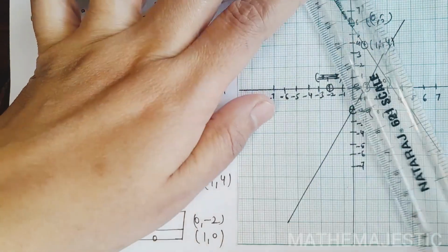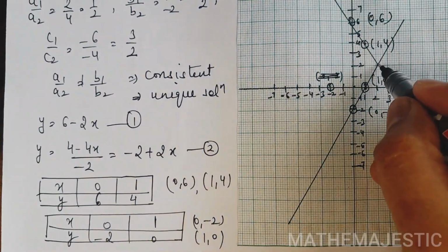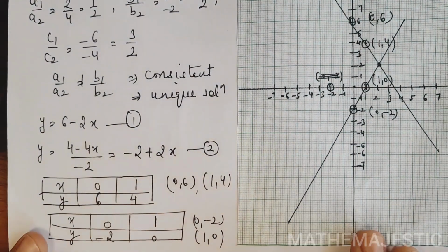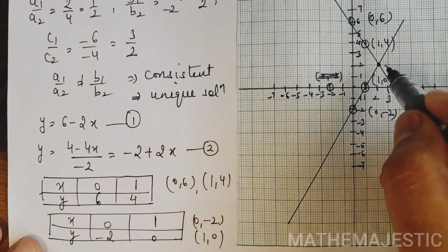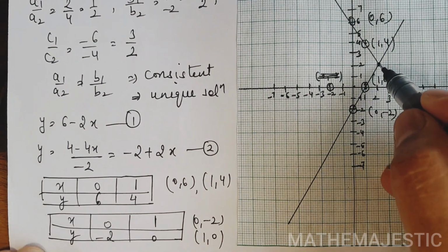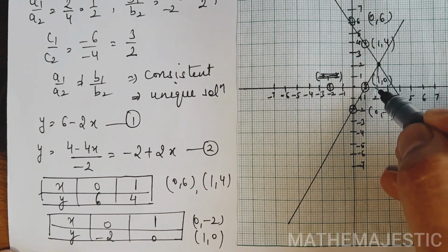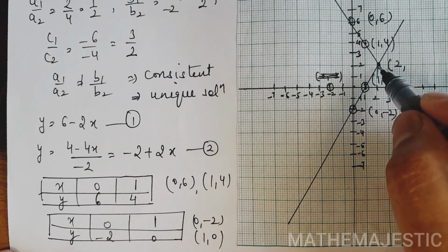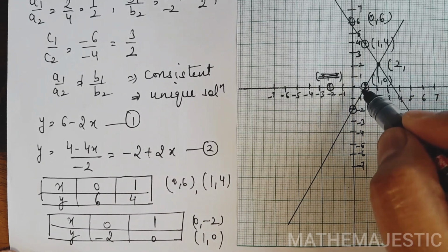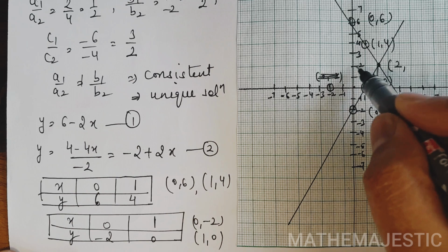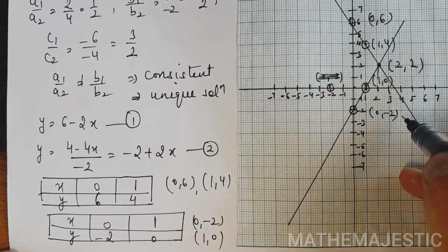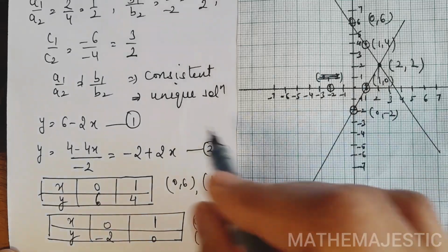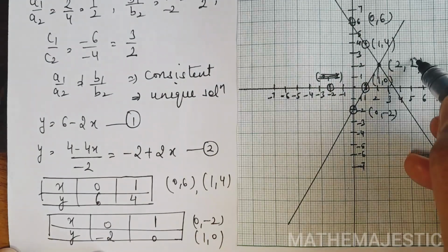You will find that this point is the intersection point. So that means the solution to these linear equations is this point. So we will find out the coordinates of this point now. From the x-axis the distance is 2, and from the y-axis the distance is 2. That means this is the point 2, 2. So this is the solution of the linear system of equations.